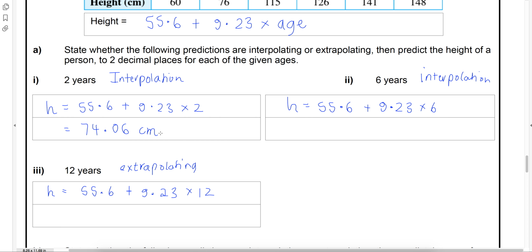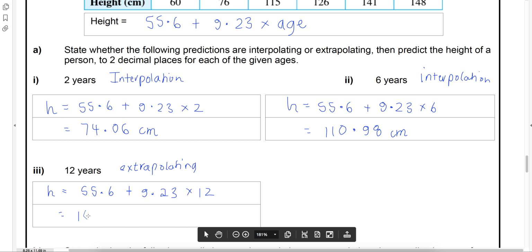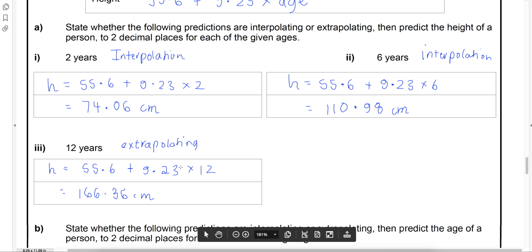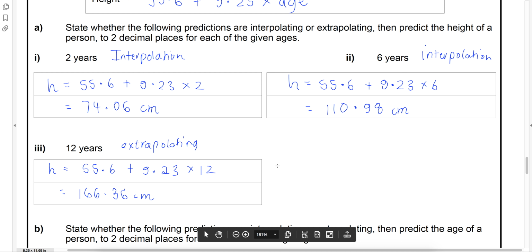Copy it down and change the 2 to a 6. And I've got 110.98 in centimetres. And finally, we change the last to a 12. And we've got 166.36 centimetres. Now that is extrapolating. So that last one there, we can say is less reliable.